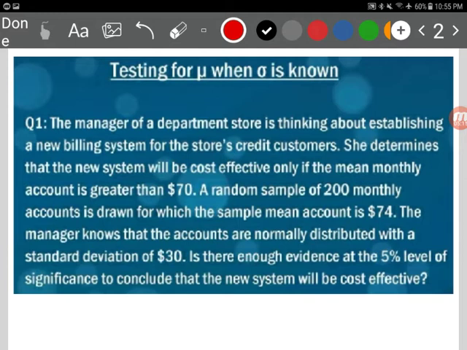So I see several key points here. I see a mean monthly account greater than $70. I see the random sample is 200. The sample mean is $74, and our population mean will be 70, so make sure you pay attention to that. And our standard deviation is $30, and that is our population standard deviation. And we have a level of significance, which is 5%.